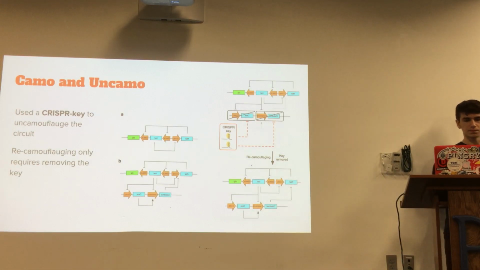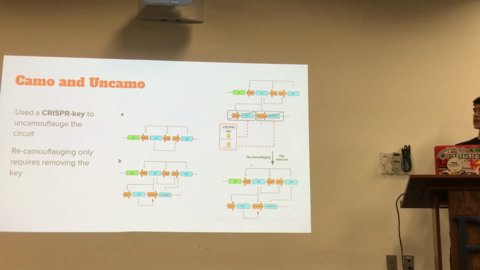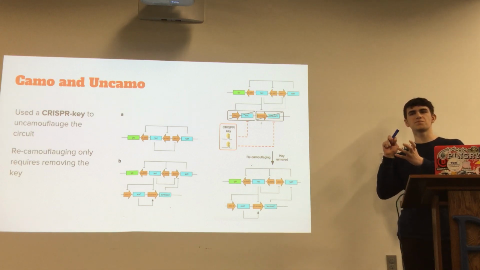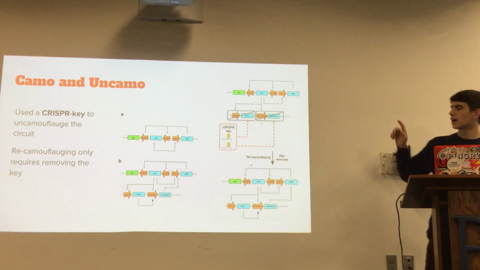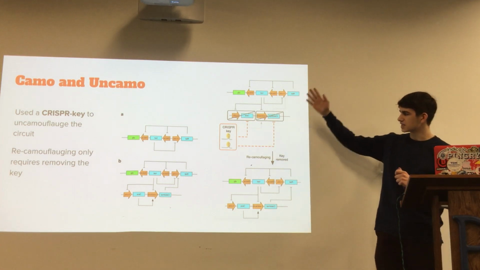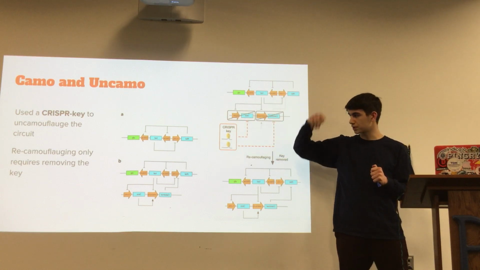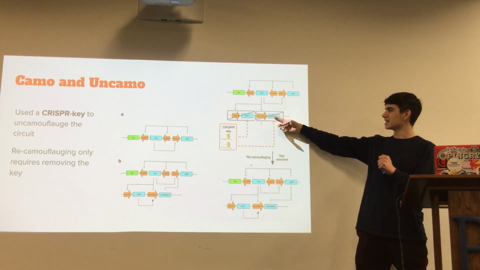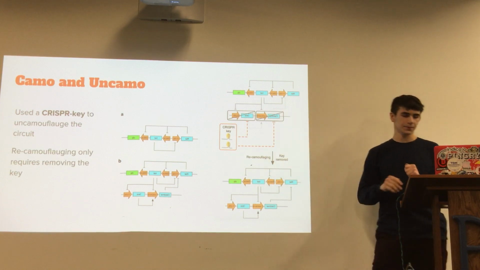So let's go a little more into how this camouflage and uncamouflaging is done. And the way this is done is using something called a CRISPR key. And if any of you know what CRISPR is, it's used to edit genes. That's another reason this is very important, because it's applying CRISPR, and it's pretty interesting. But essentially, as you can see in Figure A, this is your normal AND gate that we saw previously. This is the AND gate with the fluff, and then once you put the key in, it inhibits the fluff, and you have the normal thing, and then you can just recamouflage by taking the key out.